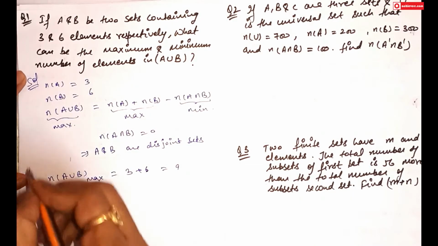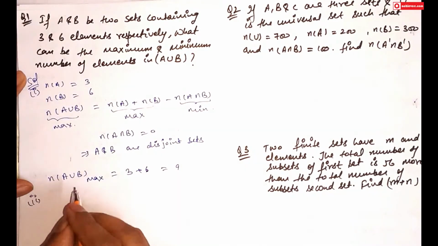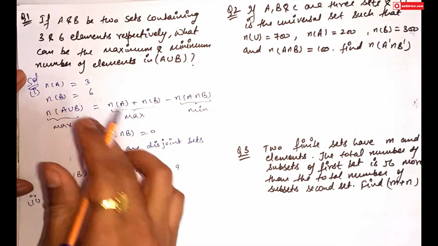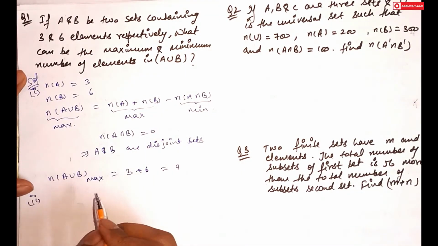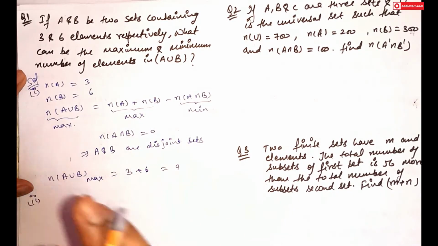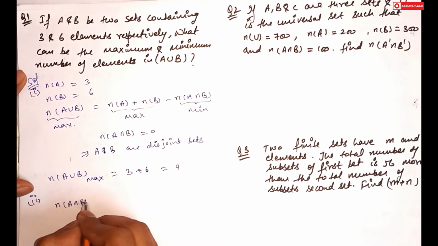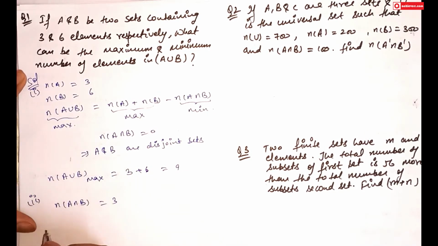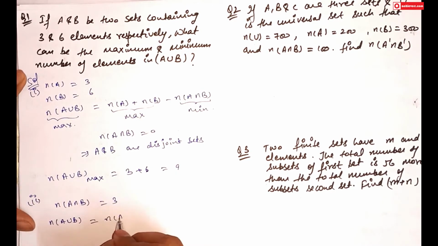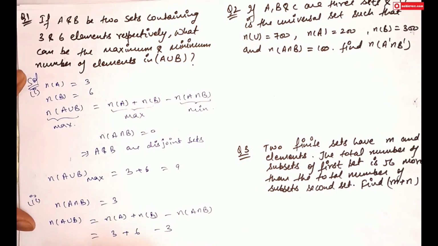And the second part, what will be the minimum? Minimum can be if there are 3 elements in A and 6 elements in B, then we can say that all the 3 elements of A are included in B. So we can say that n of A intersection B can be equal to 3. Okay, so n of A union B will be n of A plus n of B minus n of A intersection B, that is 3 plus 6 minus 3, and the end result will be, sorry, 6.